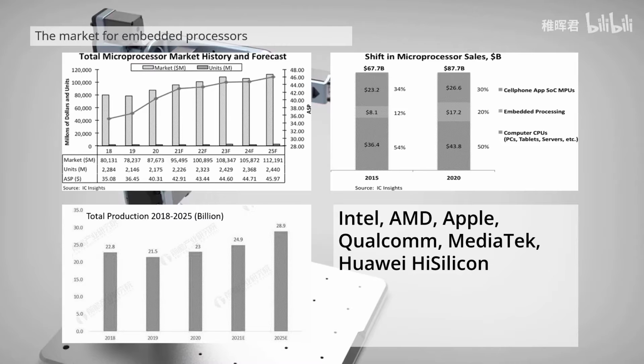Okay, so if we look at the market of these processors, we can see the graph produced by Insight here. Generally, it just keeps growing and growing. When we look closely at the top right graph here, we can see that among all of the microprocessors, embedded processors have gained a higher percentage compared with the past 5 years. At the bottom right here, we can see some big names, the top companies in the production of embedded processors. They are Intel, AMD, Apple, and so on.